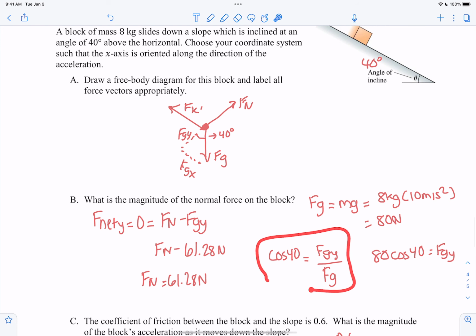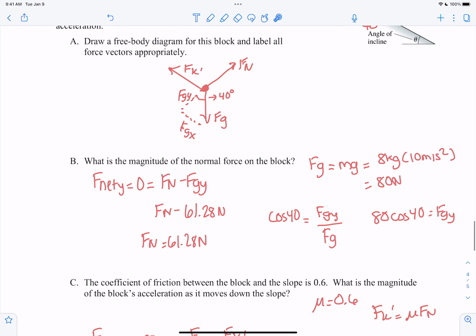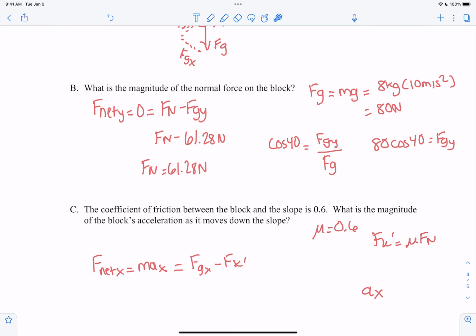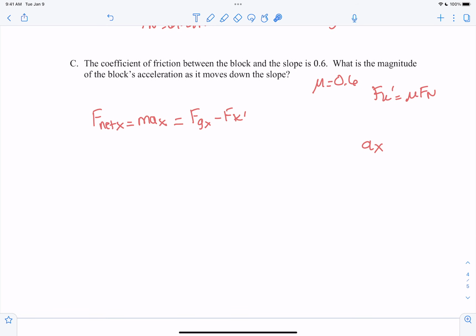If I have to figure out this part right here, I do that separately, and then I throw it into the equation. Otherwise, if you did it for FGY, FGY is equal to 80 cosine 40. You could say Fn minus 80 cosine 40. And then regardless, that still gives you FGY. It's just that you figure out the component separately, and then you throw it into the equation. Does that make sense?